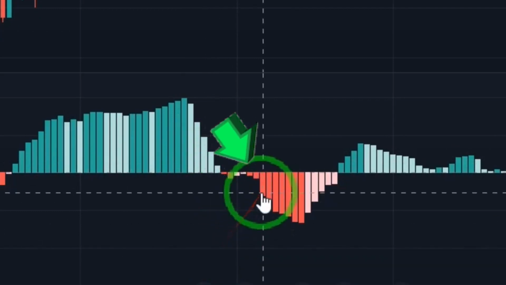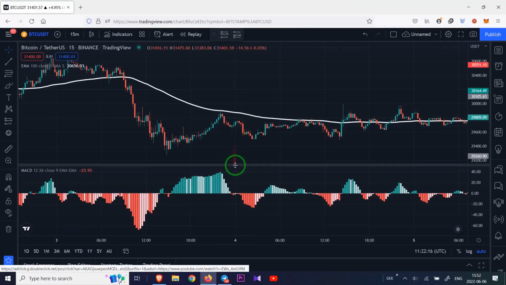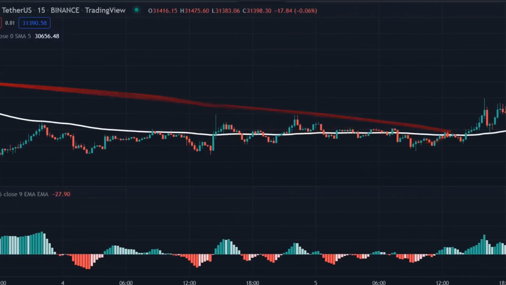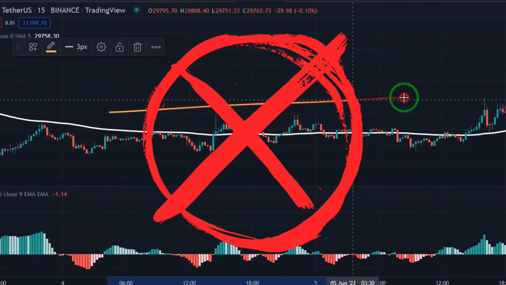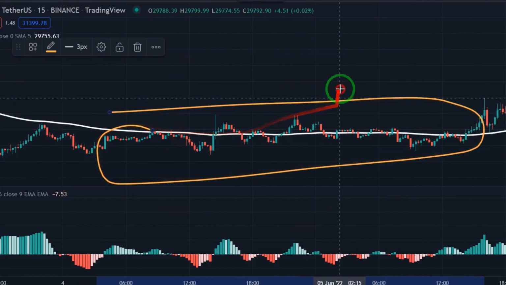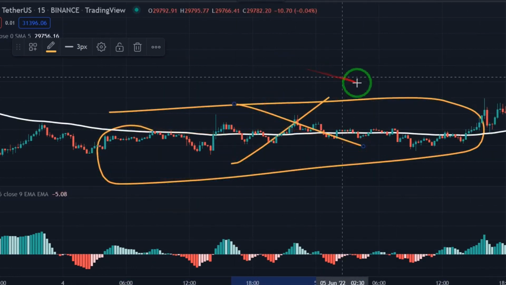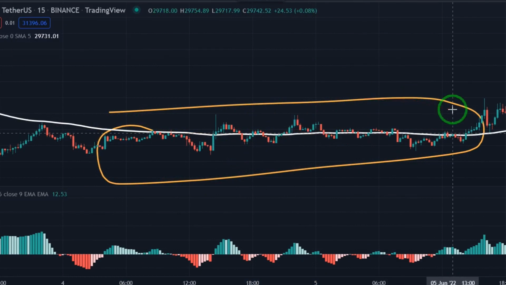Now it's time to combine the MACD and the moving average to see the magic result. Here, when the price is tangled with the moving average, we do not enter the trade. Wait for the price to move completely above or below the moving average.